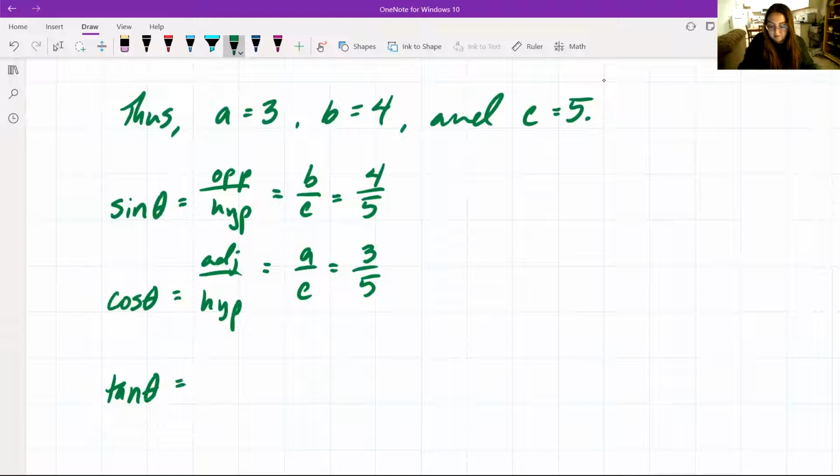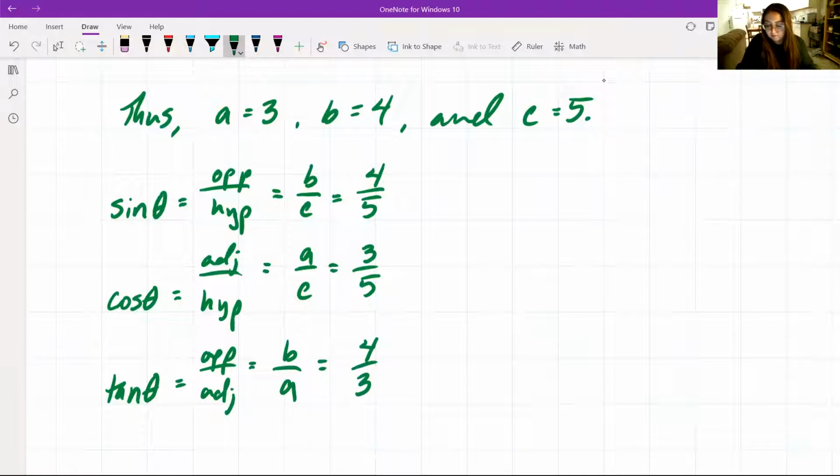Now we can do tangent of theta, which is opposite over adjacent. So we have, in this case, B over A. So this gives us 4 over 3.